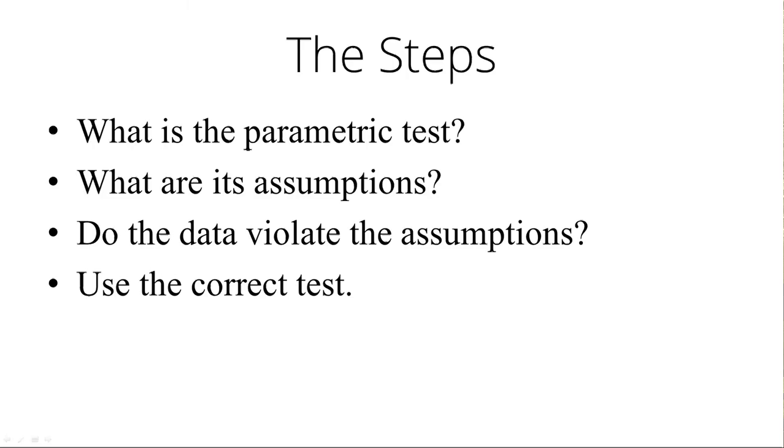Steps are the same. The parametric test is the proportions test. It does have assumptions. It assumes that n times pi and n times 1 minus pi are greater than 5 in both groups. Do the data violate the assumptions? It's just a matter of multiplying pi and n. And in this case, instead of pi, which is the population parameter, which you never know, you're going to use p, your hypothesized proportion, and then use the correct test. If it violates the assumption, there's no test to use.